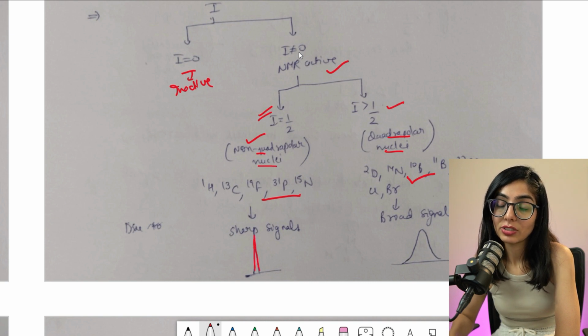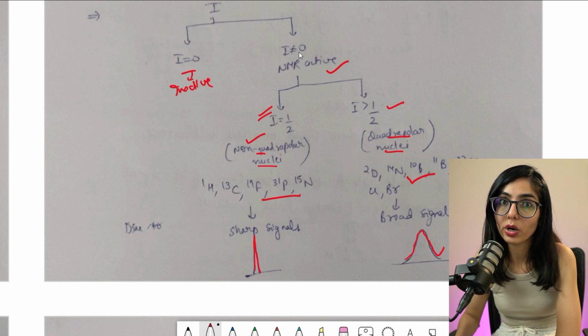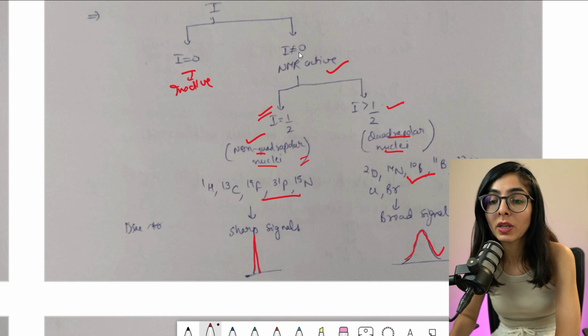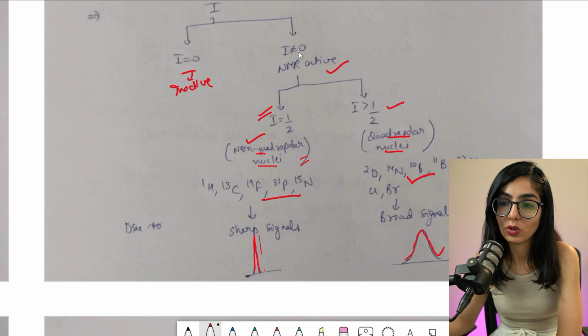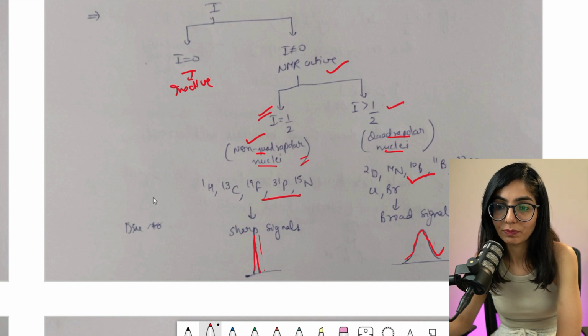Also, there is one more thing: non-quadrupolar nuclei generally give sharp signals. Remember that. Quadrupolar nuclei give broad signals. We'll see an exception to this also, where non-quadrupolar nuclei give broad signals. Sometimes questions come from there, so just stay with me till the end. You'll get to know what I'm saying. So you get sharp signals here, and in quadrupolar nuclei you'll get broad signals.